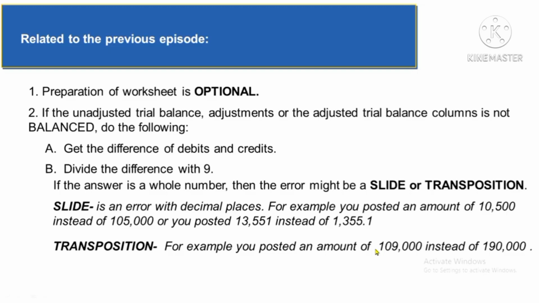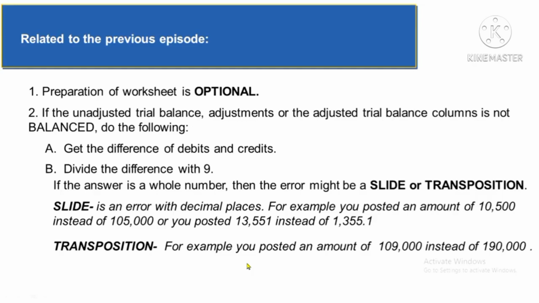In these two types of errors, if you try to get the difference between the correct amounts with the wrong amounts posted, like this 10,500 and 105,000, and if you divide their difference with 9, you're going to get a whole number. Let's try. So the difference between these two, 10,500 and 105,000, is 94,500, right? So that 94,500 divided by 9 is 10,500. No decimals. So you are welcome to try the other examples mentioned.